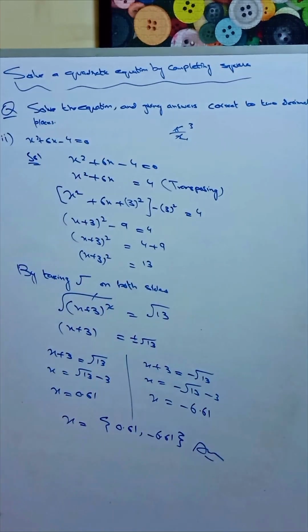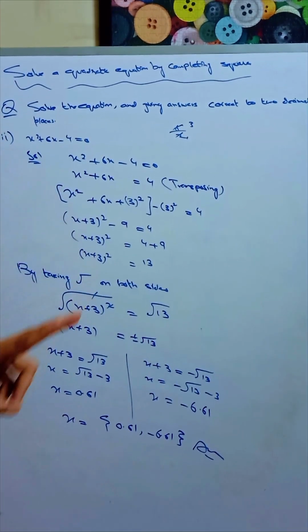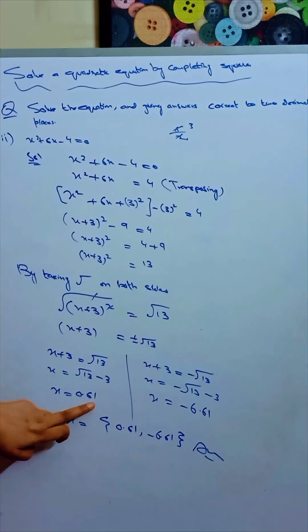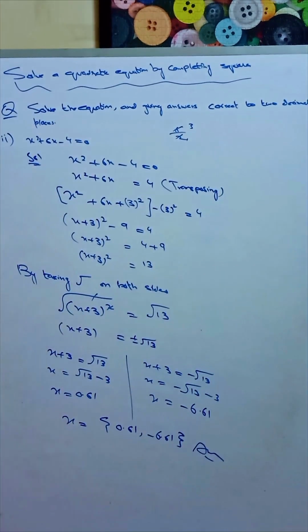Understood? We need the answer up to 2 decimal places, so 0.61 and minus 6.61. I hope the answer is clear.